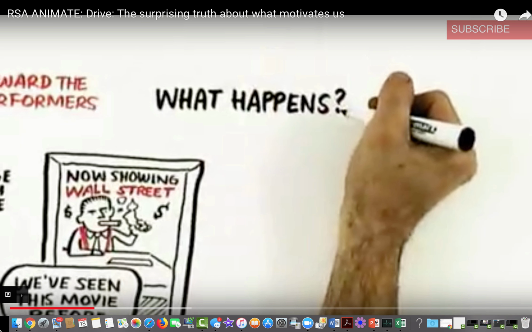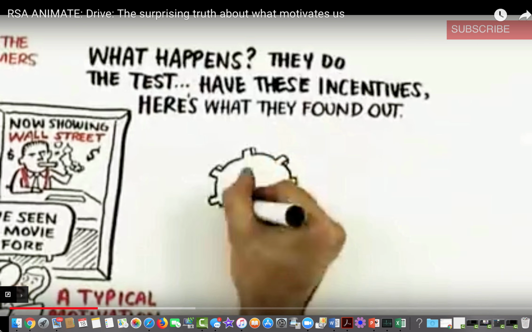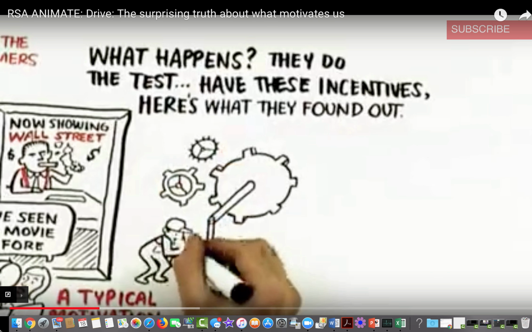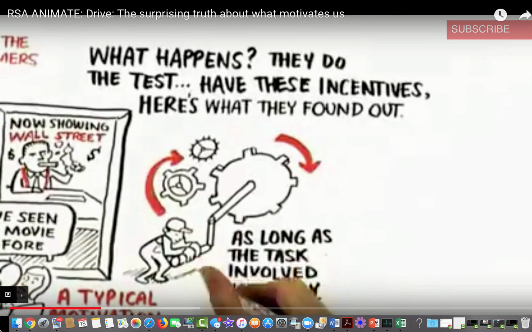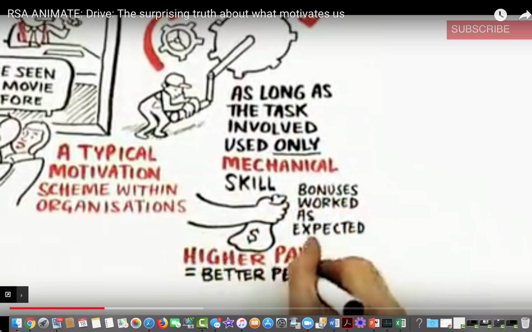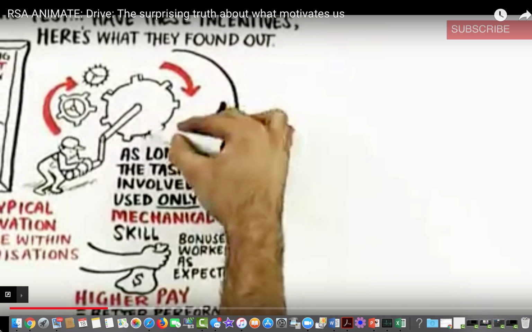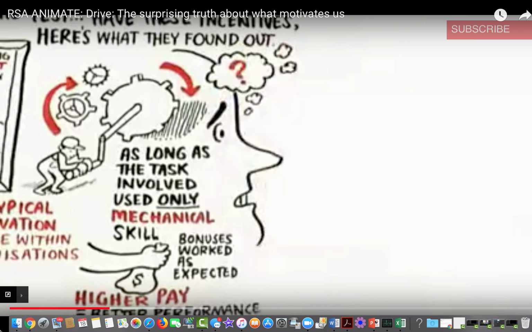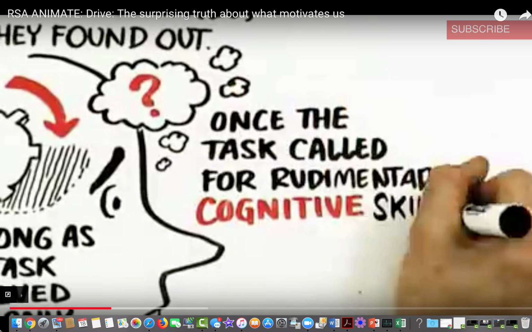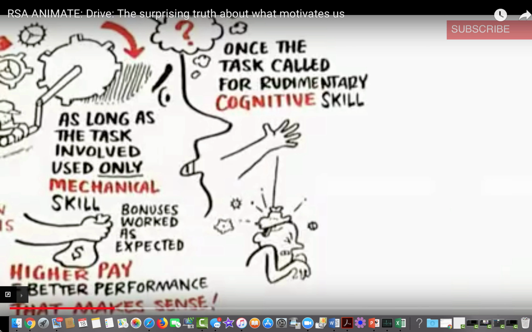So what happens? They do the test, they have these incentives, here's what they found out. One, as long as the task involved only mechanical skill, bonuses worked as they would be expected. The higher the pay, the better their performance. Okay, that makes sense. But here's what happens. But once the task called for even rudimentary cognitive skill, a larger reward led to poorer performance.